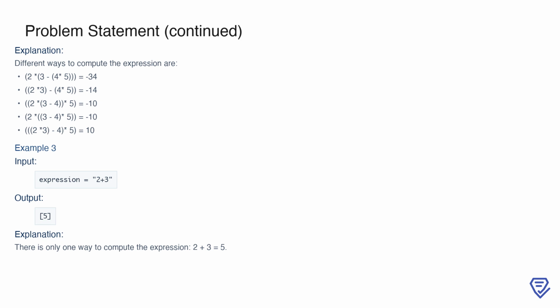As a simpler example, if the input expression is 2 plus 3, there's only one valid way to compute it, 2 plus 3 equals 5. In this case, the output would simply be 5, since there's no ambiguity in how to evaluate the expression.